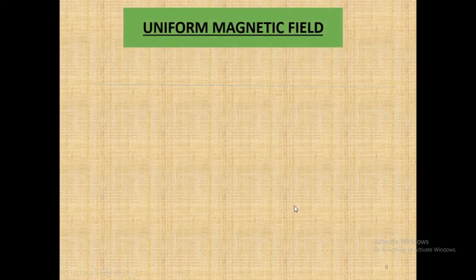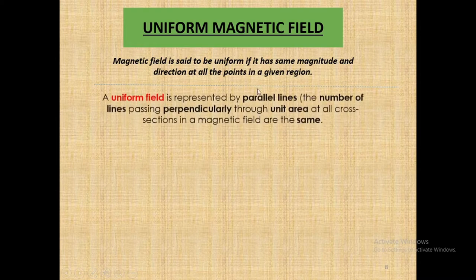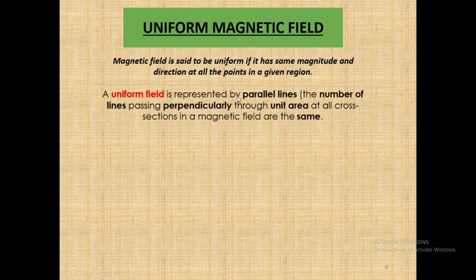So, what is meant by a uniform magnetic field? A magnetic field is said to be uniform if it has the same magnitude and direction at all points in a given region. Okay, and then a uniform field is represented by parallel lines.